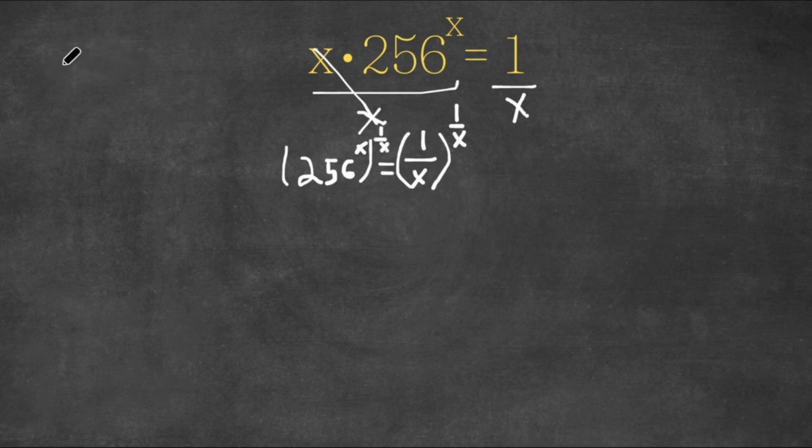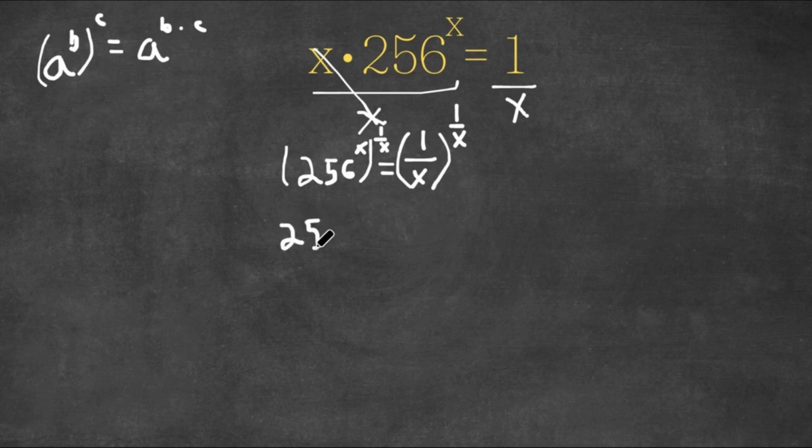Now remember, if you have a to the power of b to the power of c, this is the same thing as a to the power of b times c. So right here we have 256 to the power of x to the power of 1 over x, right? Well, this would be the same thing as 256 to the power of x times 1 over x.